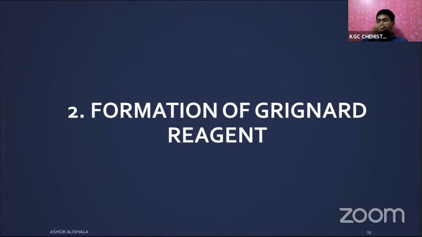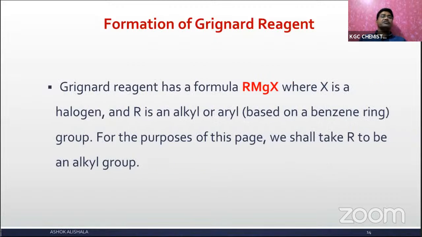Now let us see the other one. Till now we discussed the reactivity of the halogen compounds, mainly focused on the reduction. Now let us see the formation of the Grignard reagent. You know, this is a very, very important compound in organic chemistry, because from this compound, you can prepare any compound in organic chemistry.